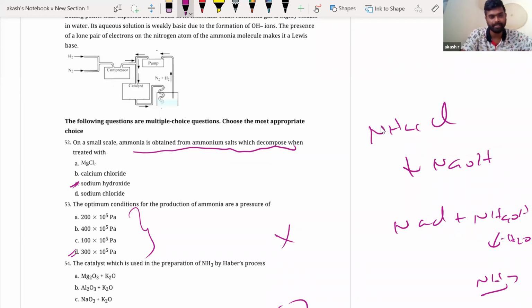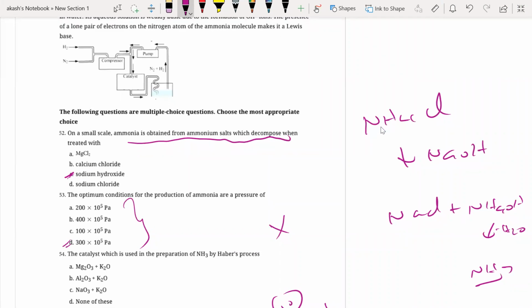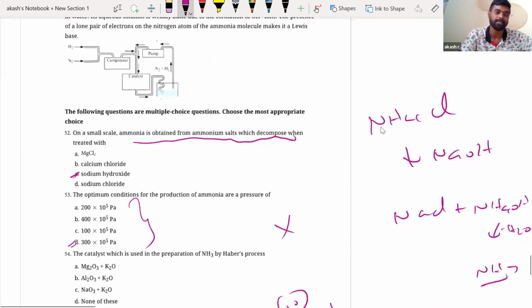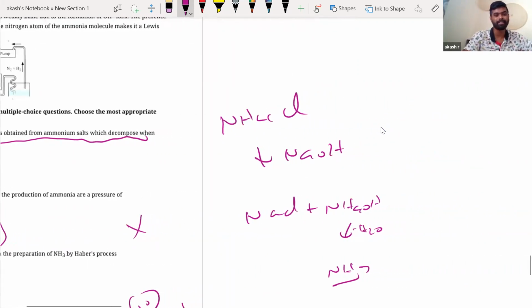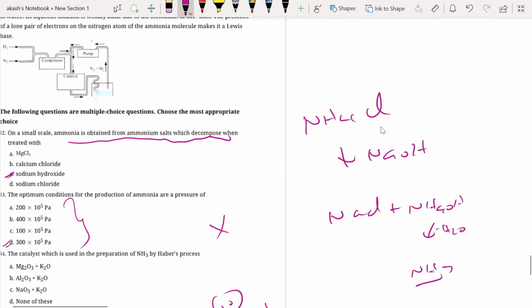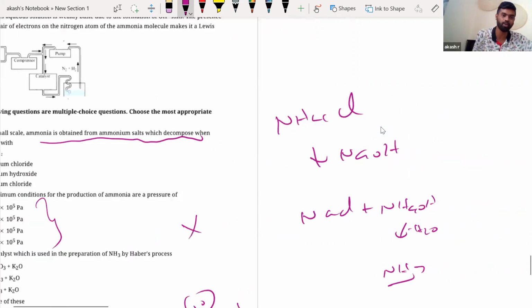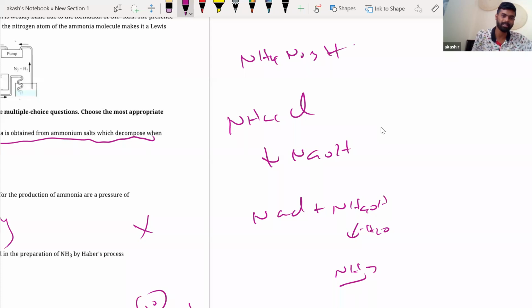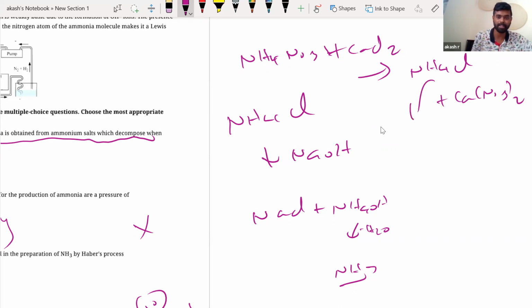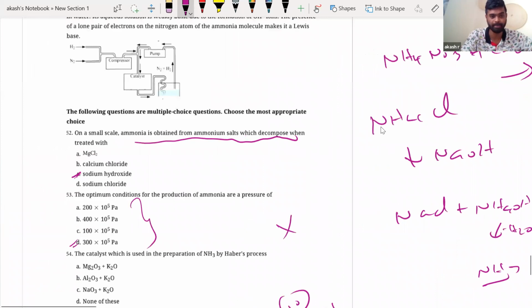Sir, but in the textbook it is calcium chloride, sir. Calcium chloride? How calcium chloride? Say we'll check. NH4NO3 plus calcium chloride will give me what? NH4Cl plus Ca(NO3)2. How from this will I get ammonia? I'm not sure. Okay, please check this. I'm not sure about this.